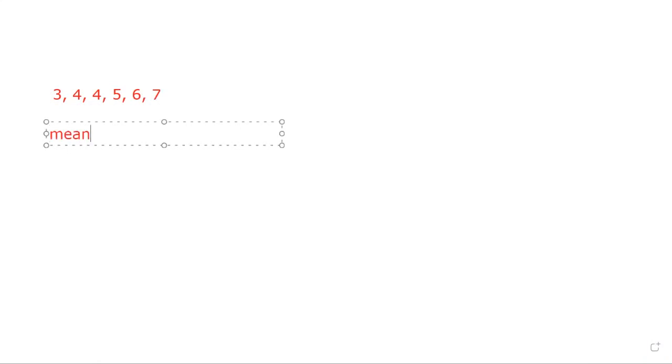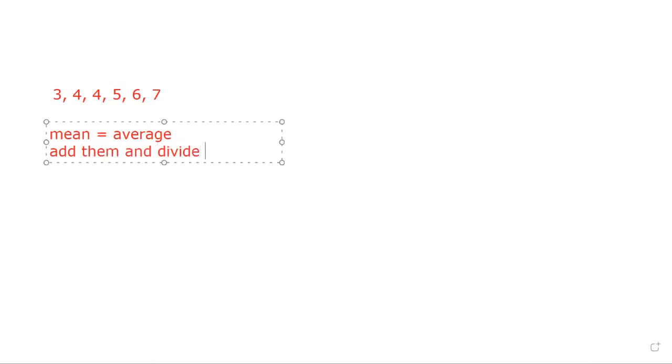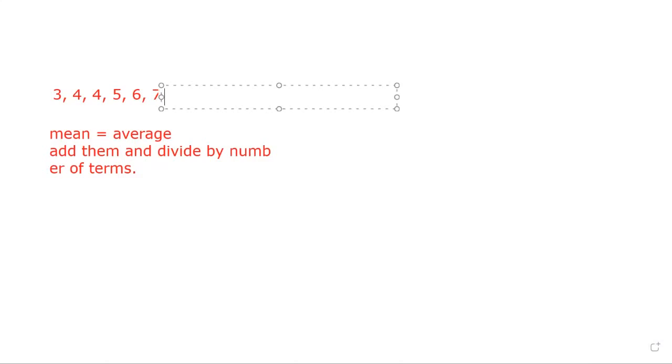The mean is going to be the average. You add them and divide by the number of terms. So I have 1, 2, 3, 4, 5, 6. I'm going to divide by 6 here. In fact, let's add one more here, just to make this easier. I want an odd number.